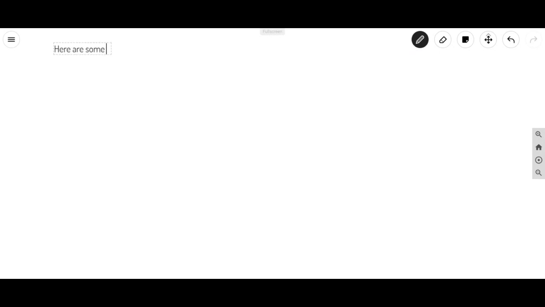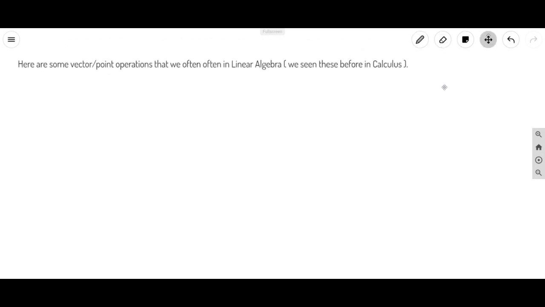So here are some vector slash point operations. I'm putting these together because, as we just said, mathematically it's the same concept. It's just a coordinate of numbers. So here are some vector point operations that we often use in linear algebra. We've seen these before in calculus. You've seen all of these operations before in calculus, and we're just going to review what these are.